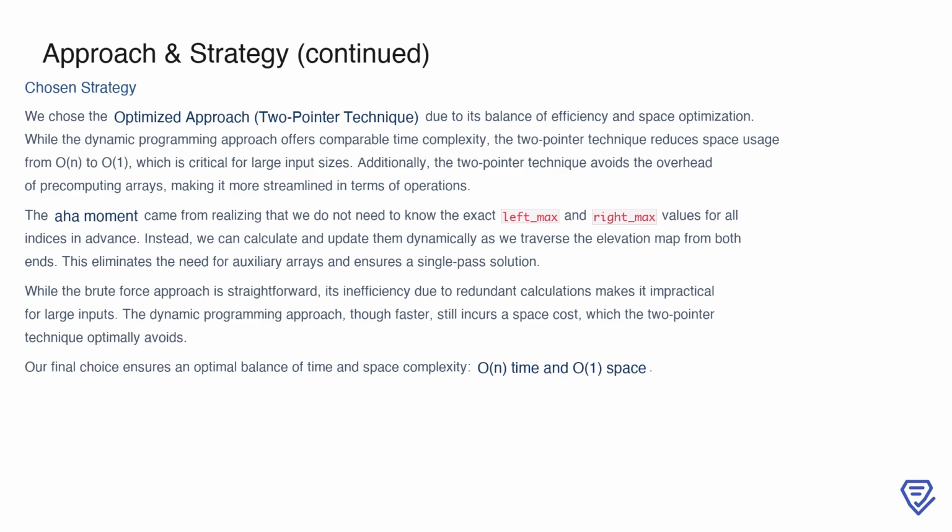The key insight here is that we don't need to know the exact left_max and right_max values for all indices in advance. Instead, we can calculate and update them dynamically as we traverse the elevation map from both ends. This realization eliminates the need for auxiliary arrays and ensures a single-pass solution. Although the brute force approach is easy to understand, its inefficiency renders it impractical for larger inputs. By choosing the two-pointer technique, we achieve an optimal balance with O(n) time and O(1) space complexity.